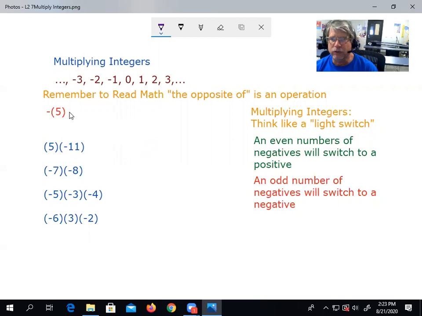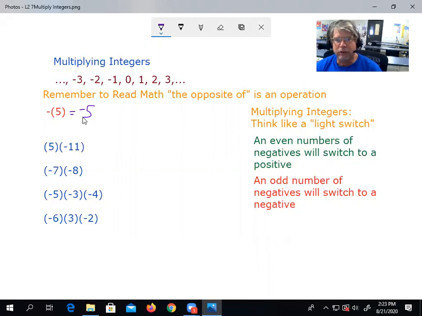You remember that stands for the opposite. So anytime there's a dash outside the parentheses, that stands for the opposite of a 5. So the opposite of 5, remember, that's the same thing as a -5. So these are equivalent. They're interchangeable. And this is how we actually use this strategy to multiply integers.